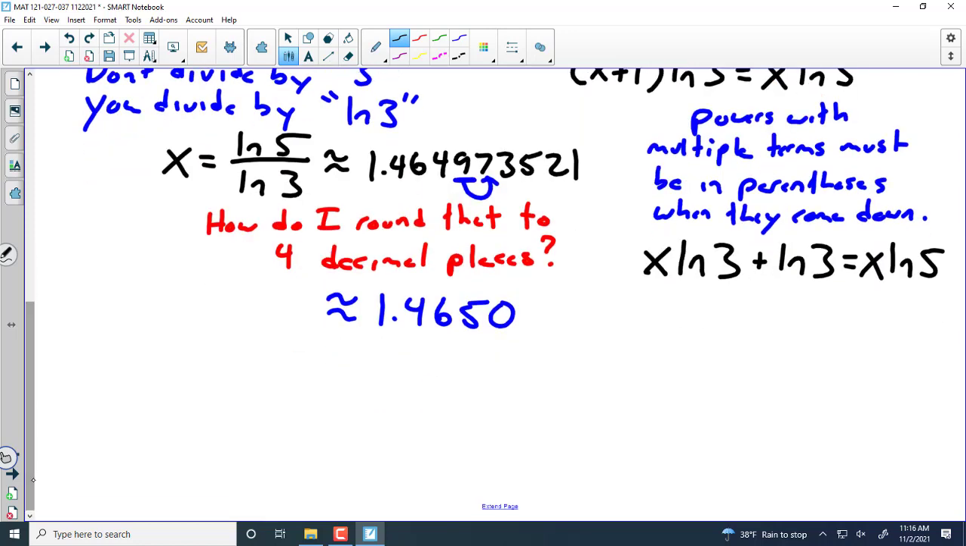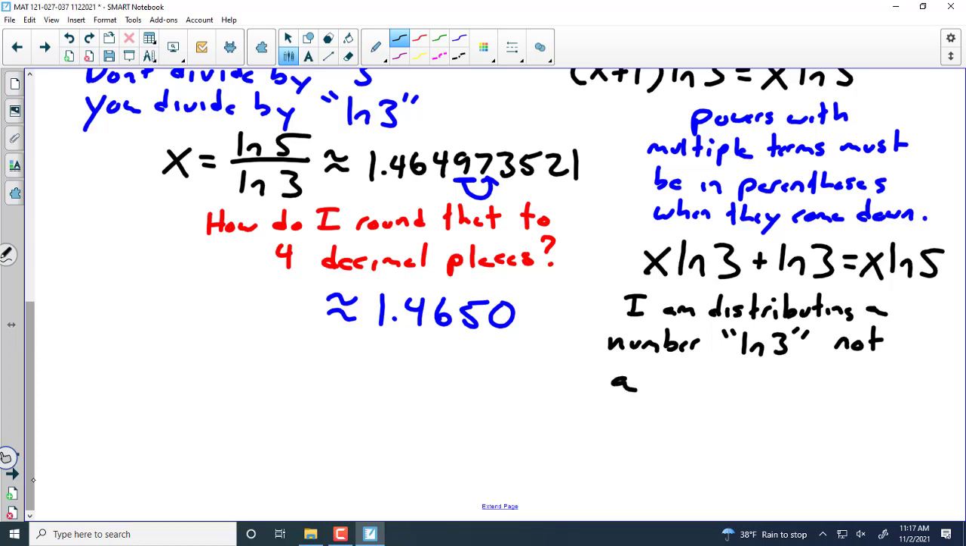So, I am distributing a number, ln 3, not just plain old ln. I'm not distributing ln because you can't do that, but you can distribute ln of 3 because that's just a number.